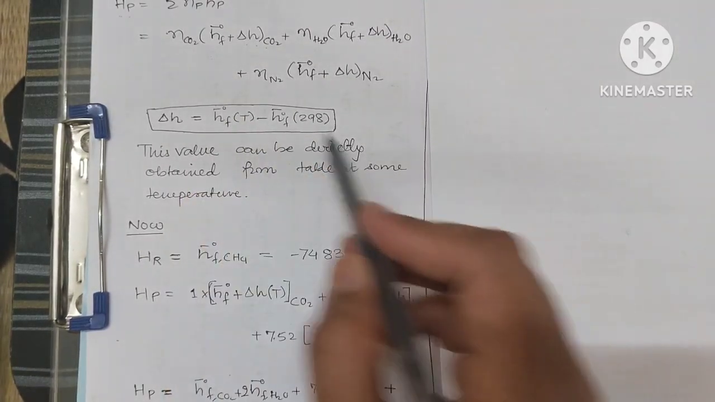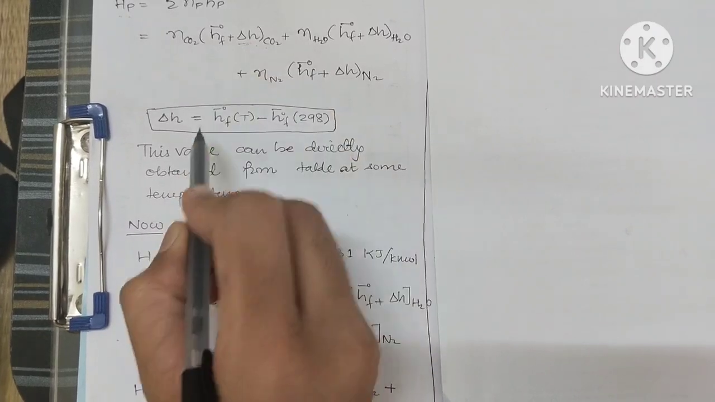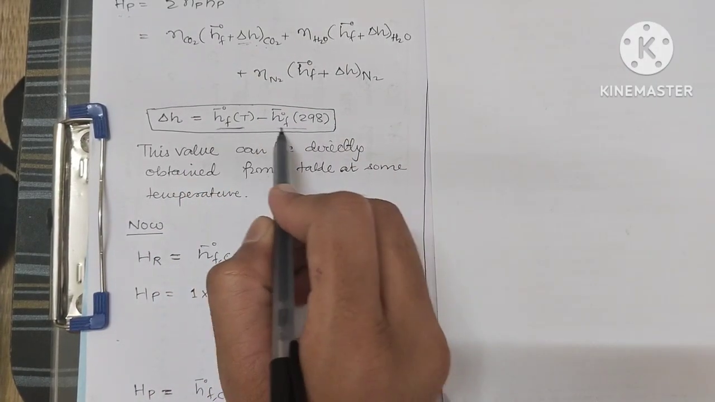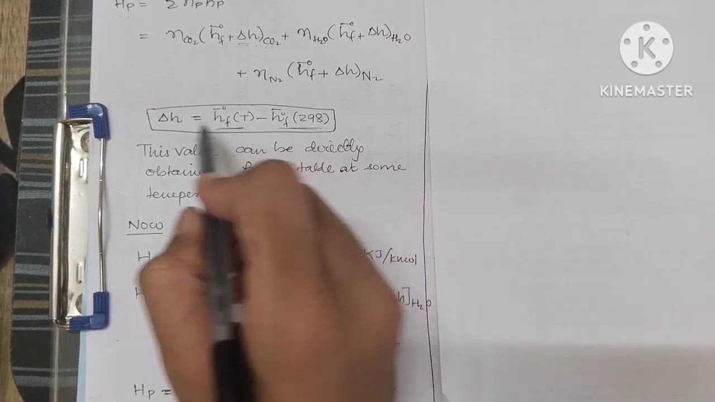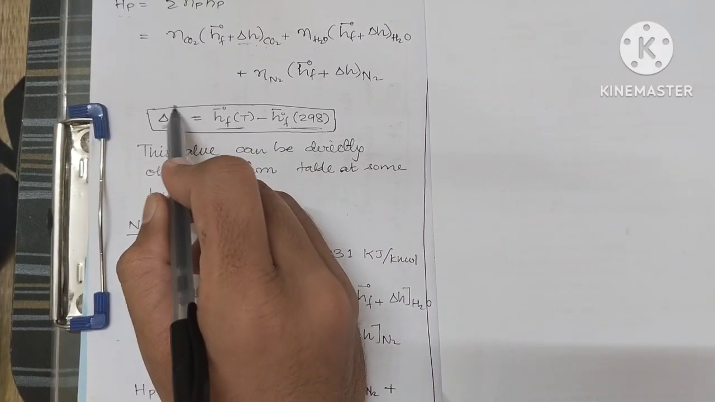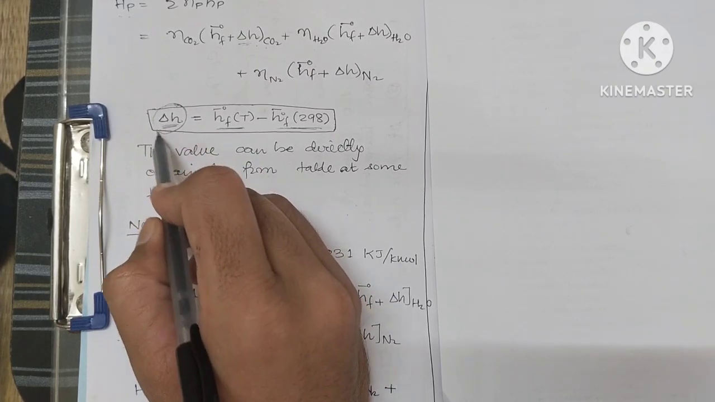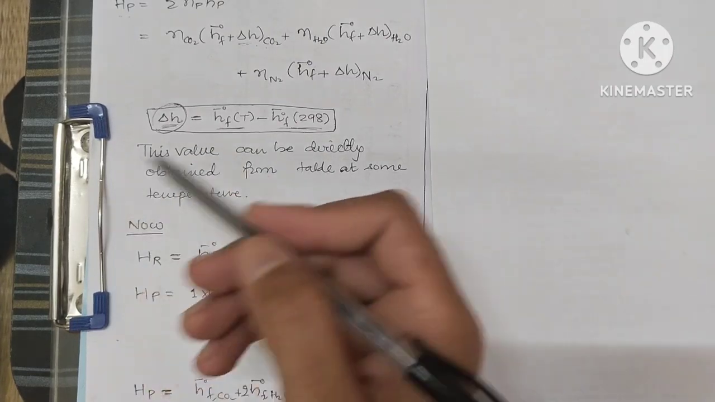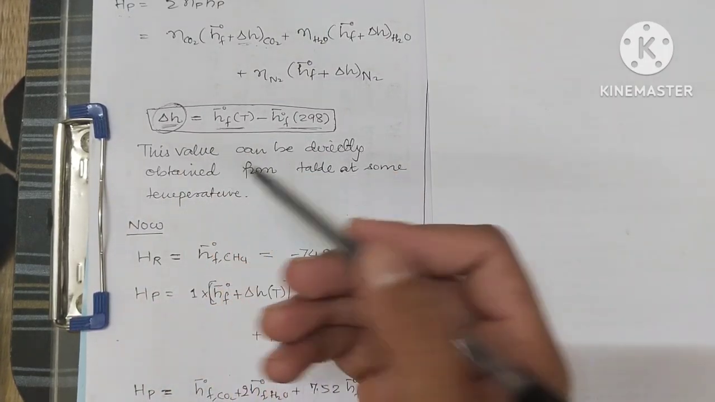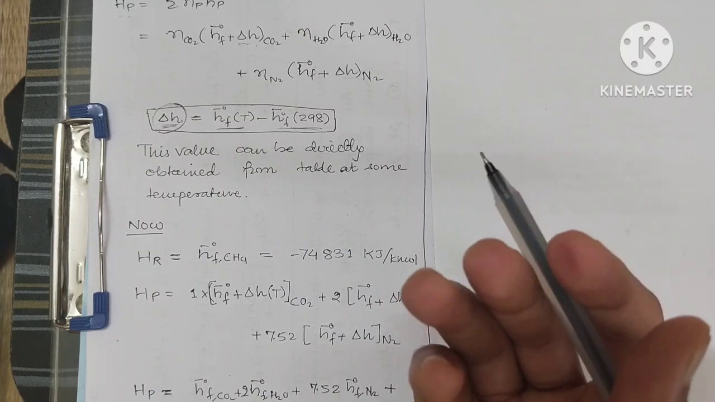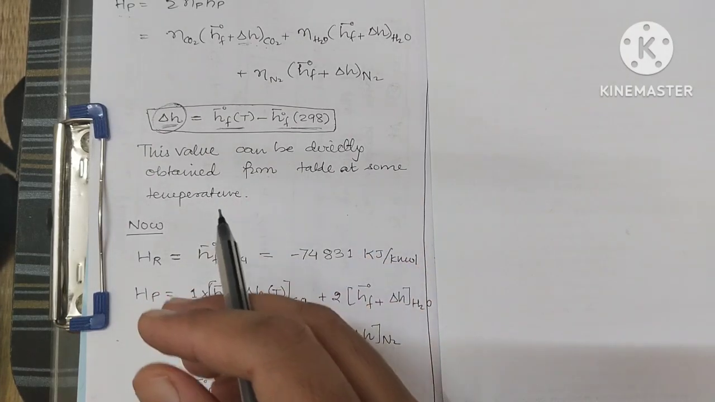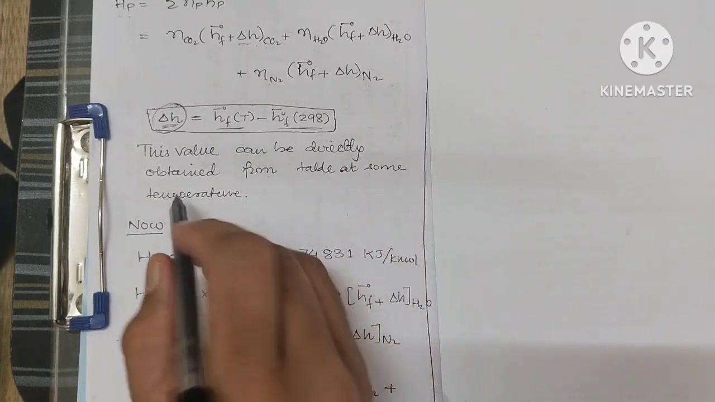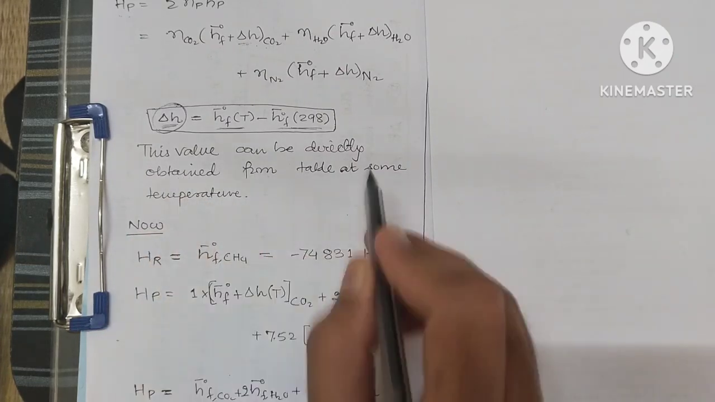And this delta H is how much enthalpy rise there is with respect to ambient. So how to get this value? We get this value from any thermodynamic data table. You can find it in any standard thermodynamics book, on the back side of the book. So from a table, at some temperature.